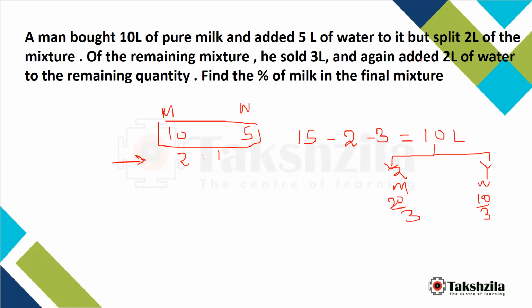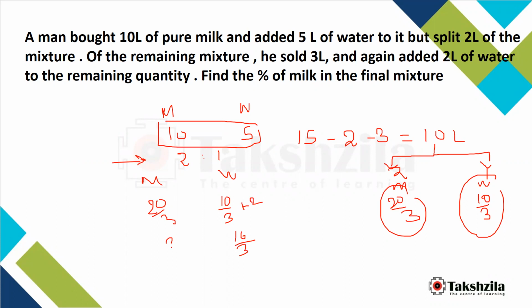Now 2 liters of water is added. So we are adding water, so we won't work on water. We will work on milk. So this will be 20/3 only. And water will be how much? 10/3 was water. And 2 liter is added now. So this will be 16/3. This is the final ratio, 20/3 and 16/3.